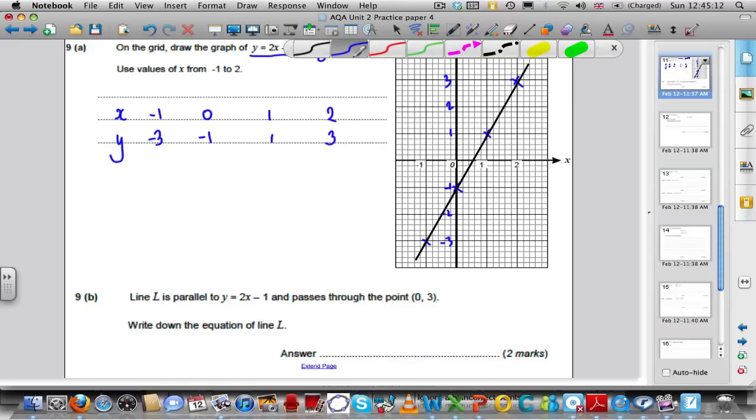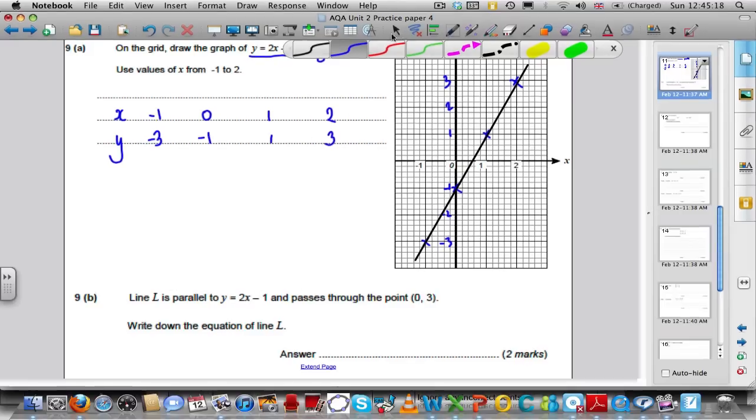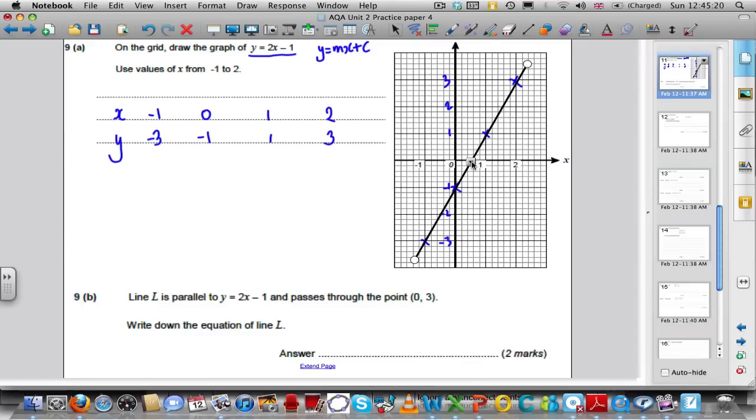Okay, it then says to you, a line L is parallel to y equals 2x minus 1 and passes through 0, 3. Write the equation of the line. Okay, very straightforward. I'm just going to show you graphically first. If it's parallel, then it's got the same gradient. So it's like that, and it goes through 0, 3, so 0 across, 3 up. It will end up looking something like that.